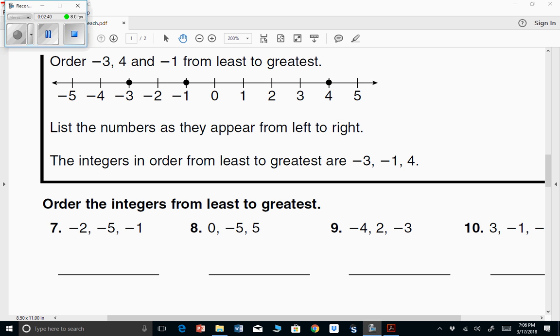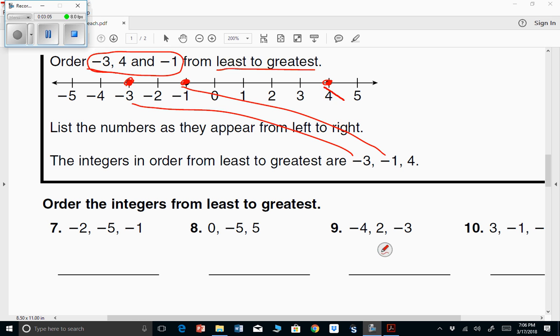Another kind of question that you might be asked is to take 3 numbers and put them in order from least to greatest. If you need to use a number line for that, that's fine. Plot the numbers on the number line, -3, 4, and -1, and then just name them in order, -3, -1, and 4. Hopefully you will start to understand this enough so that you don't actually need the number line.